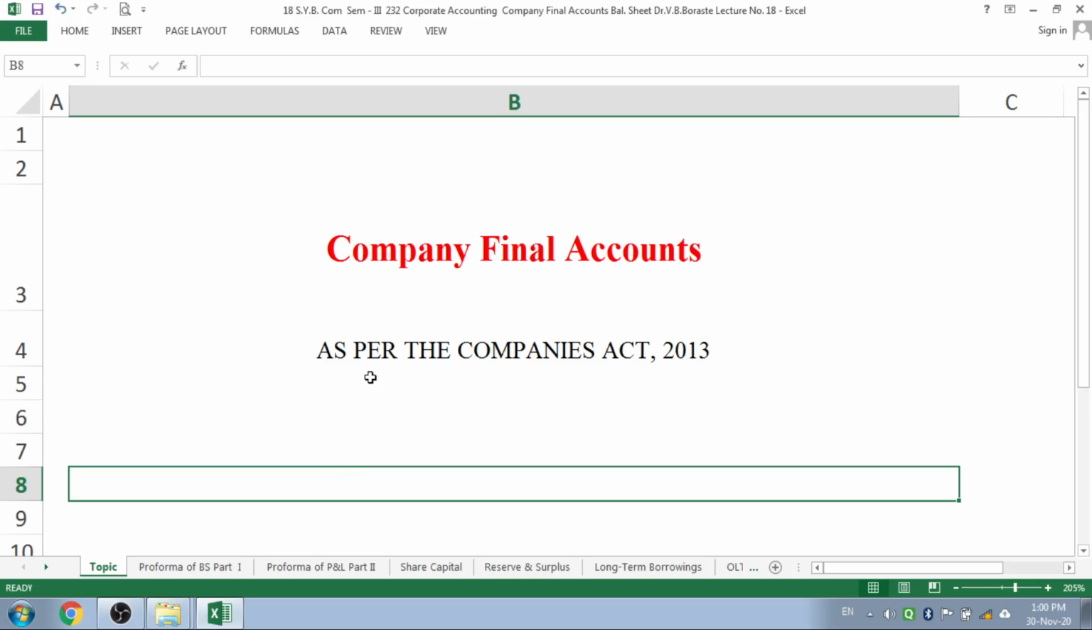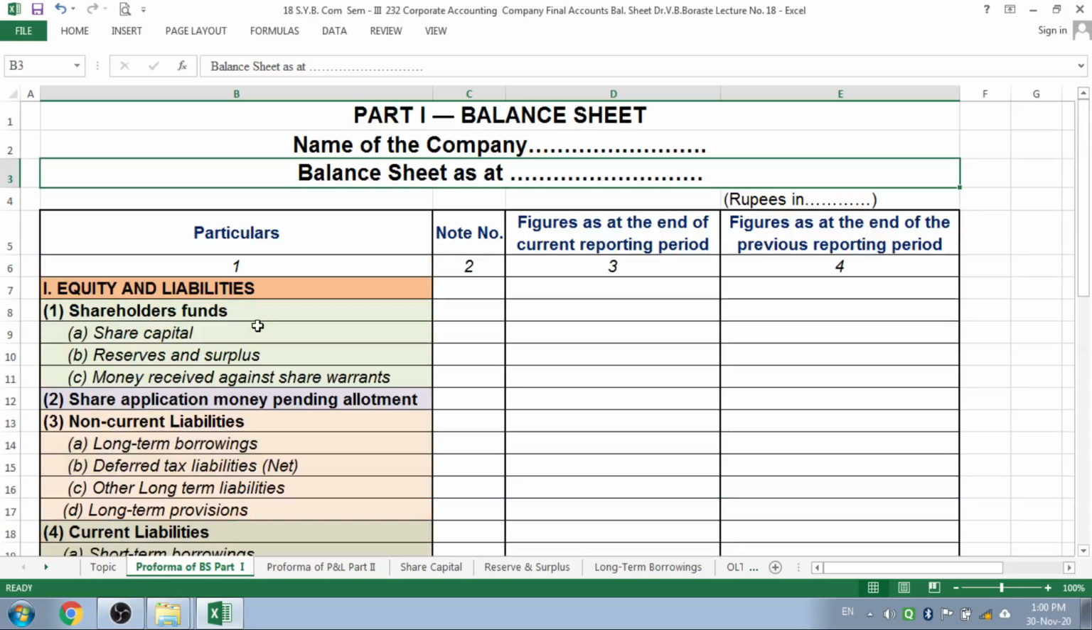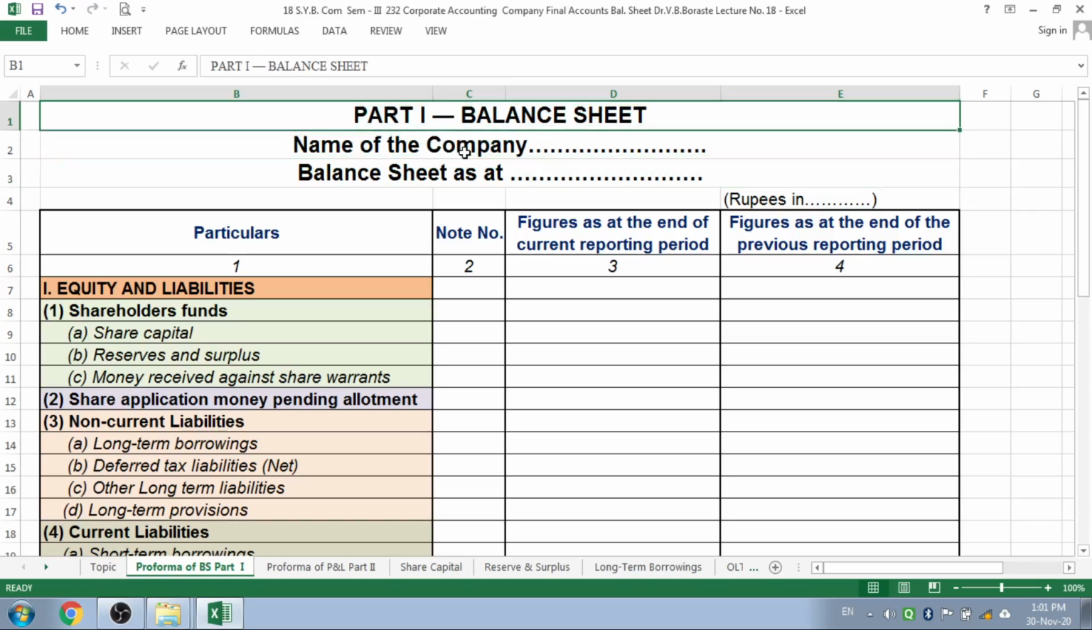So here is the company final accounts as per the Companies Act 2013. This is the pro forma of balance sheet as per the Companies Act 2013, where we have to prepare part 1, that is balance sheet. After that we have to mention the name of the company, then balance sheet as on or as at, and the amount in rupees, as it is considered that it is an Indian company.